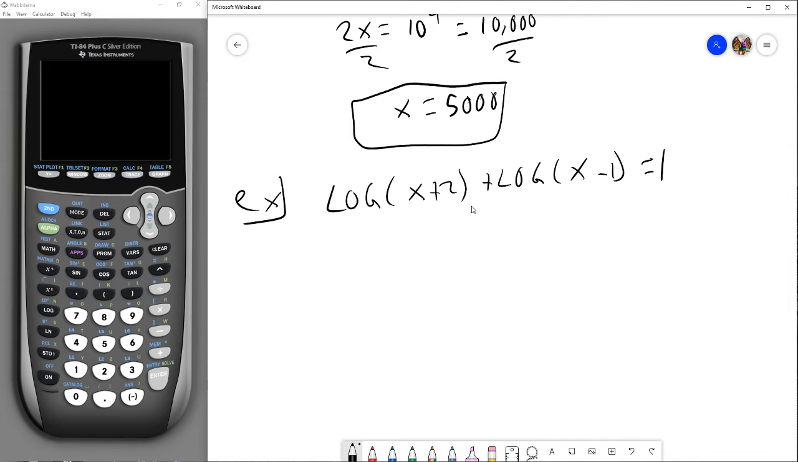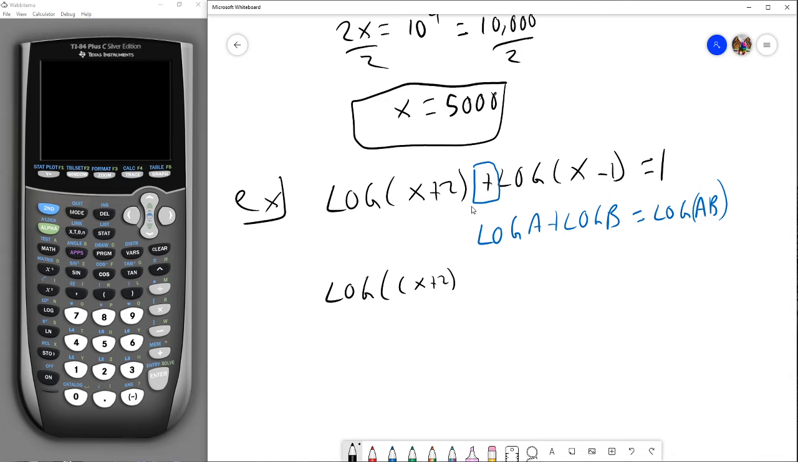How we want to deal with this is the clue that we have a log plus a log. And that means we can use our law of logs. If we have log of A plus log of B, this we said was equal to log of A times B. So we can do that. So the left side will become log of the quantity x plus 2 multiplied by the quantity x minus 1. All that's inside the log, and this is equal to 1. We have now isolated the log, and now we need to exponentiate.